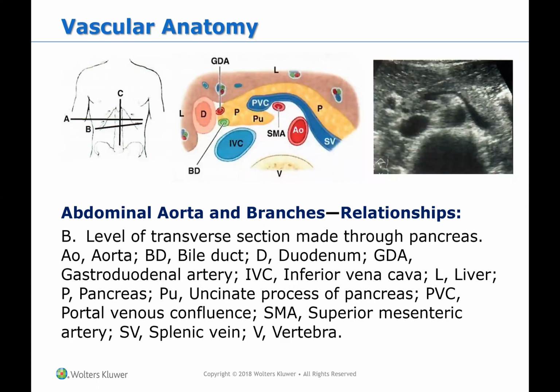This level of transverse section is made through the pancreas. So it's just a little bit below A. And what we're looking at here is the aorta and the SMA.